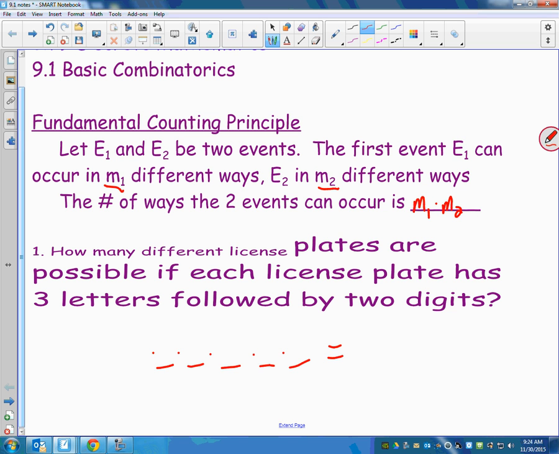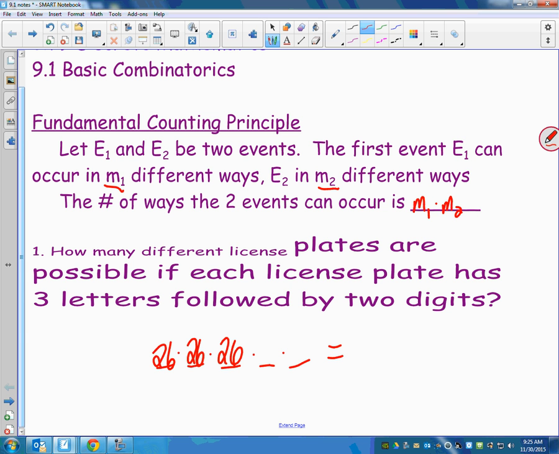26. Does it say anything about them not being able to repeat themselves? Can they repeat themselves? It doesn't say they can't, right? So can I say 26 times 26 times 26? If it said they can't repeat themselves, then you would have to go 26, 25, 24, because you're losing 1 each time. Followed by 2 digits.